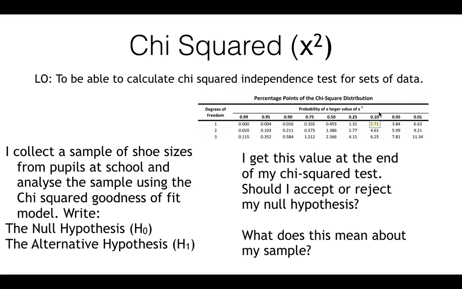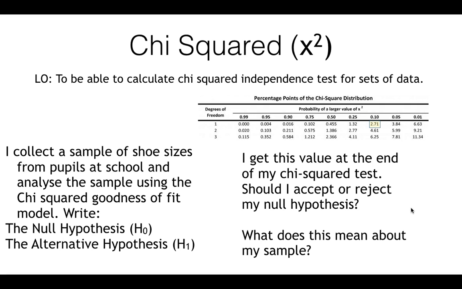So this means, because it's in this column here, I would accept my null hypothesis. And what does that mean about my sample? Well, it means that it's representative of the population. It means it's pretty much what I'd expect. Obviously, the further this way you go, the more representative of the population your sample is.